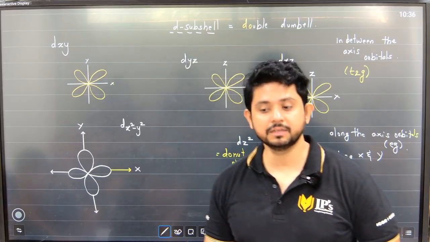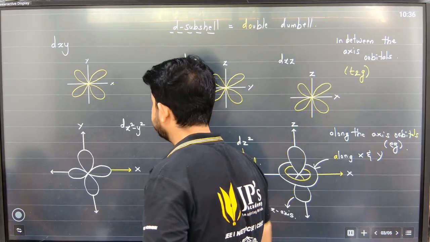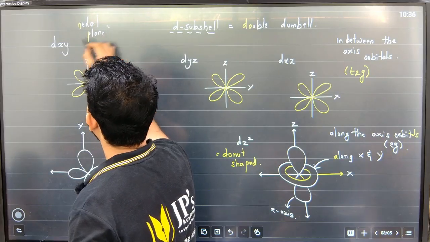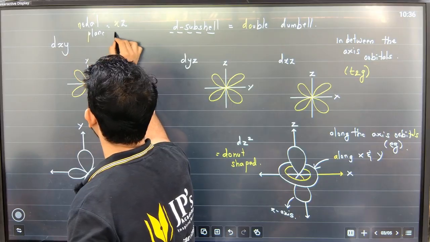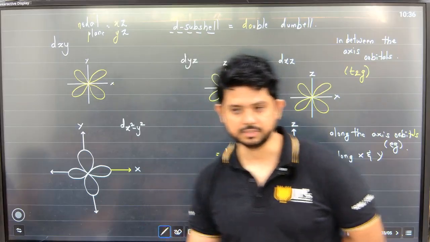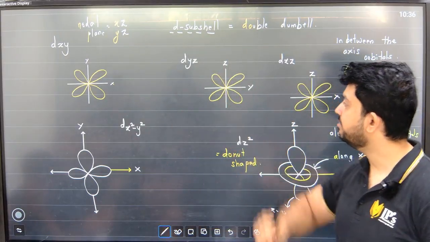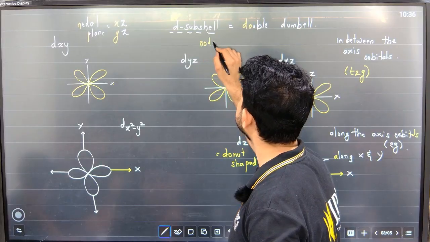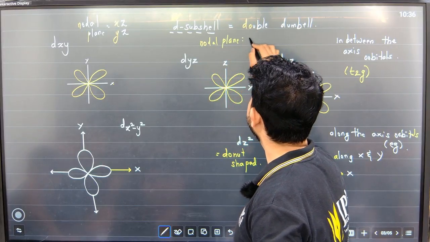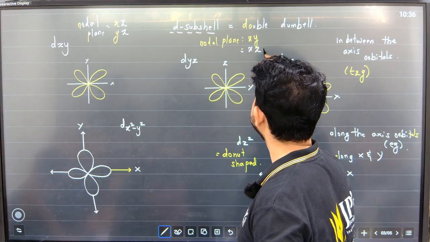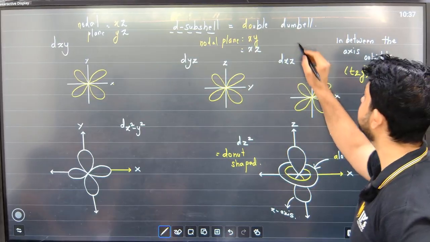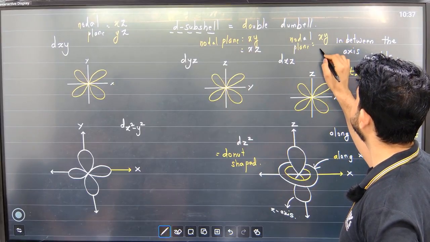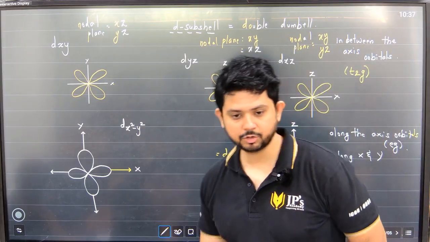Which axis is missing? So where is its nodal plane? XZ and YZ. If you look at dyz, which axis is missing? So give me the nodal plane. XY and XZ. Give me the nodal plane for dxz. XY and YZ. Did you understand this for these three?